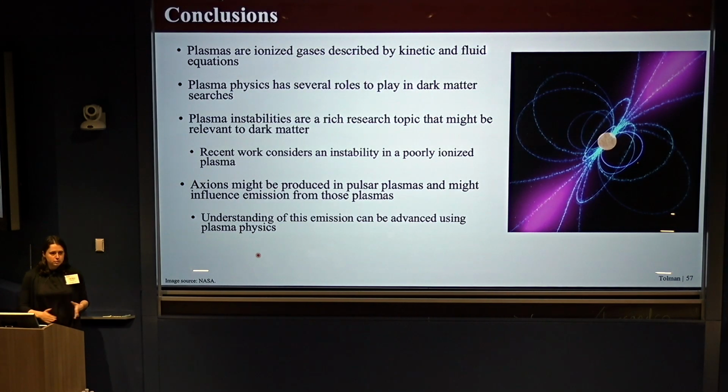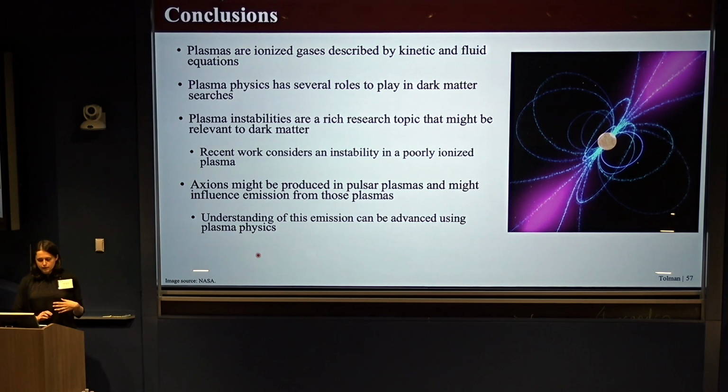So we've covered a tremendous amount of ground in this talk, so I'll just very briefly wrap up. We began by discussing how plasmas are ionized gases described by kinetic and fluid equations, and we really quickly outlined how those equations are derived. Now we've discussed two different ways that this physics can be relevant to dark matter searches. The first way is that plasma instabilities might occur in a dark sector. They also might not. And these plasma instabilities are a really rich area of research in the plasma physics field. I gave you an overview of one instability and what the most recent work on that instability is.